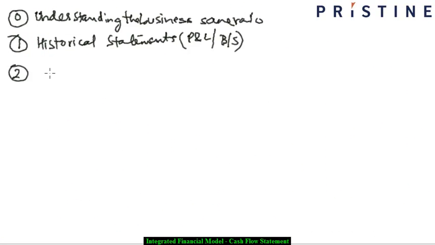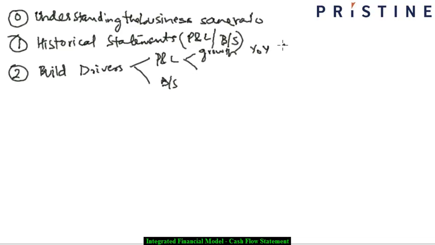Is that okay? The next thing that we did was we essentially built the drivers. So we built the P&L drivers and we built the balance sheet drivers. Out here we had the growth drivers, the year-on-year growth or the CAGR that we spoke about. And we had some of the costs as percentage of revenue. As far as the balance sheet was concerned, we had number of days of inventory, of accounts receivables and so on.